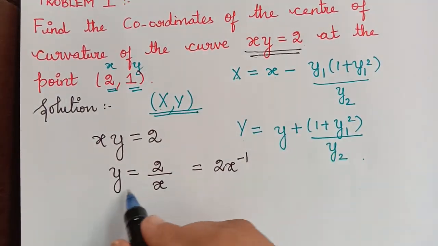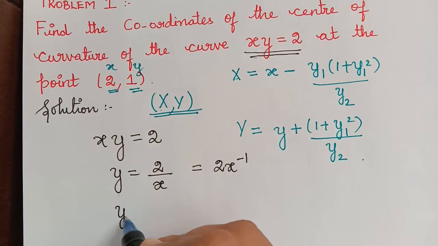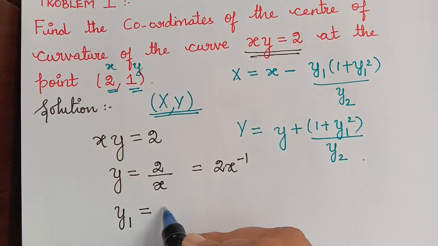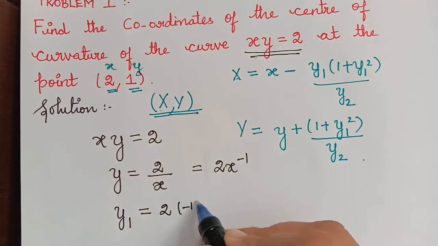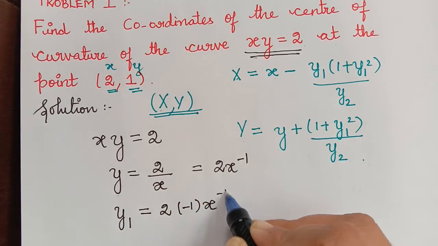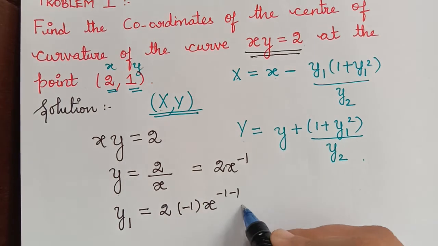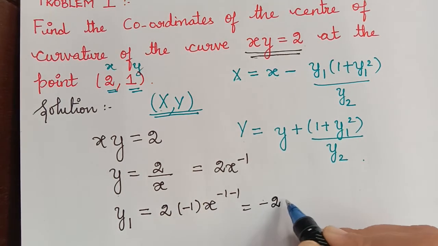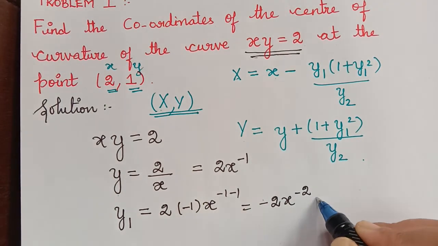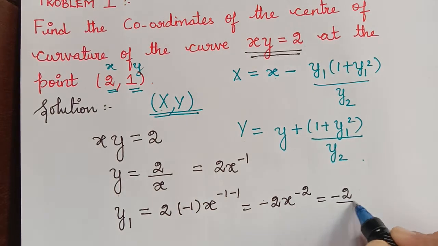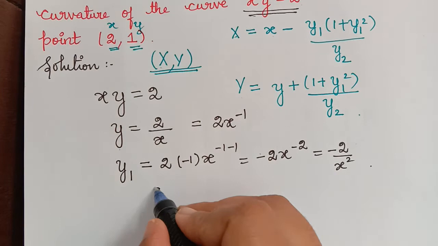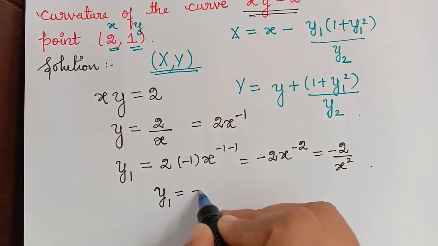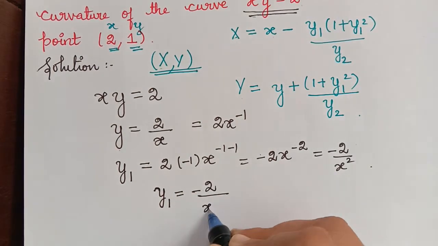Now differentiating this with respect to x, we get y1 which is equal to 2, and the differentiation of x power minus 1 is minus 1 x to the power of minus 1 minus 1, and that is equal to minus 2 x to the power of minus 2, which is minus 2 divided by x square. Therefore the value of y1 is equal to minus 2 divided by x square.